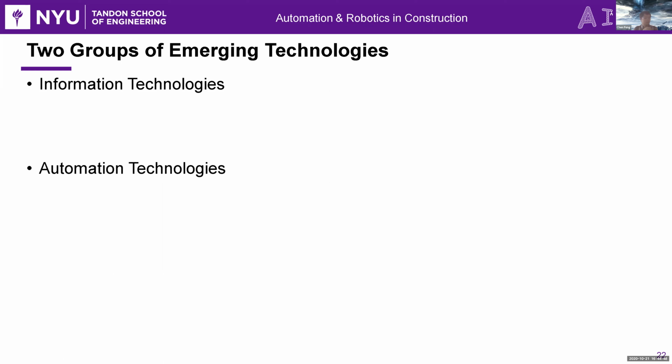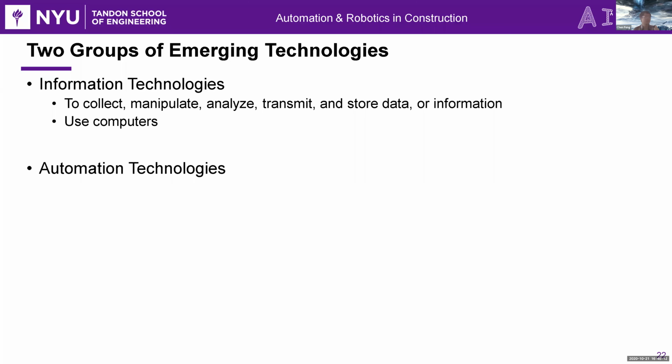So the state-of-the-art technology is being used not in the lab, but in the industry by startups or by some well-known construction companies, and is mainly centered around 2 groups of emerging technologies: information technology and automation technology. If I had time, I would ask you to define this, but now I will just reveal the answer. To me, I define information technology as the technology to help us collect, manipulate, analyze, transmit, and store data or information using computers.